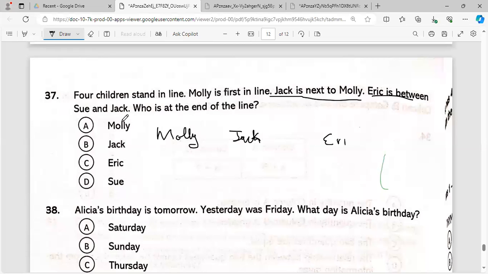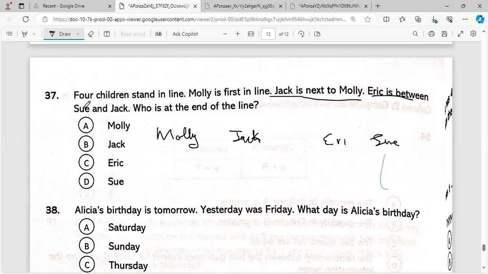Oh, hold on. It's the same Jack, man. So Eric, I say Sue for two guys. Jack is next, and Molly's a Sue. Sir, can I explain? Sir, now I understand why it's Sue.